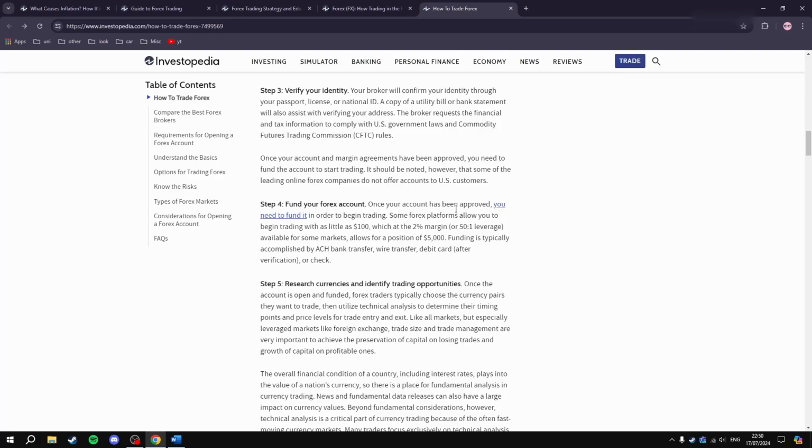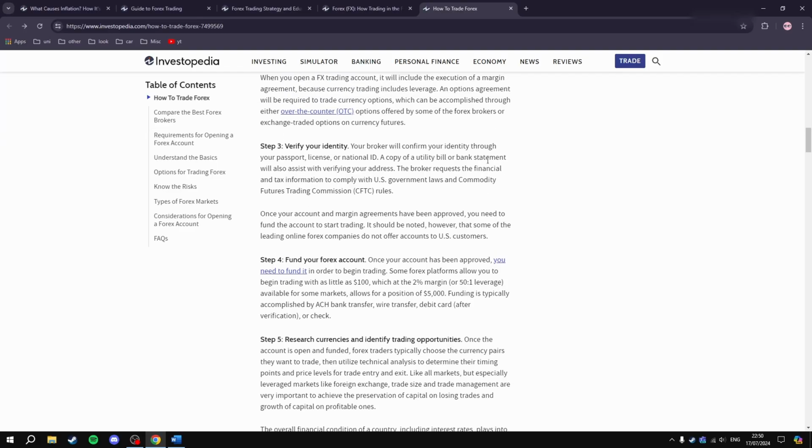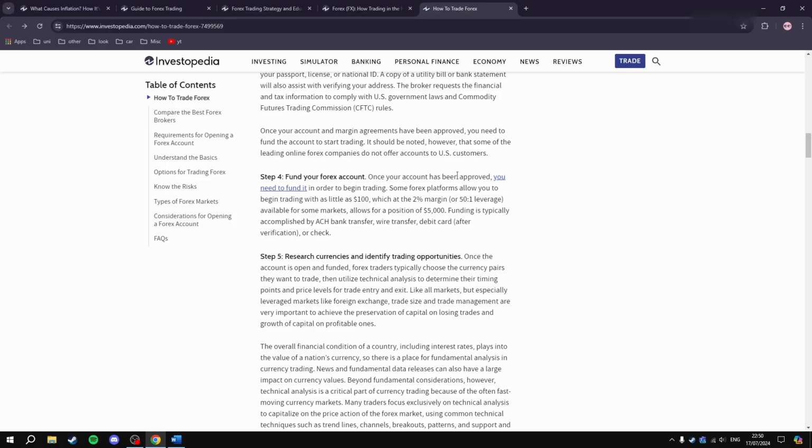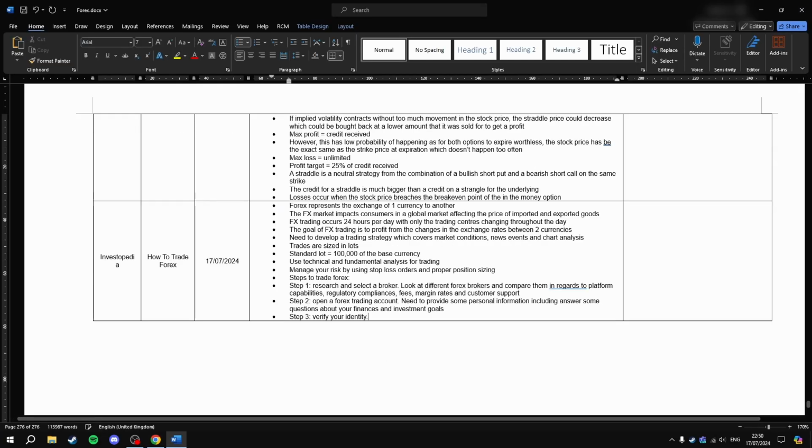So this is mainly US based, this guide seems like. Once your account and margin agreements have been approved, you need to fund the account to start trading. It should be noted, however, that some of the leading online Forex companies do not offer accounts to US customers. Why would they do that?